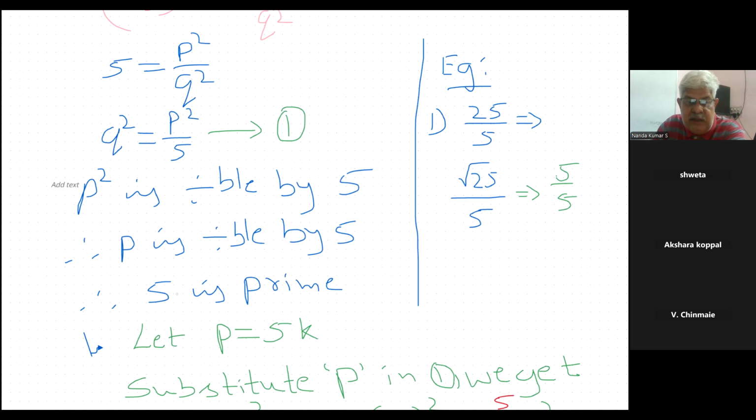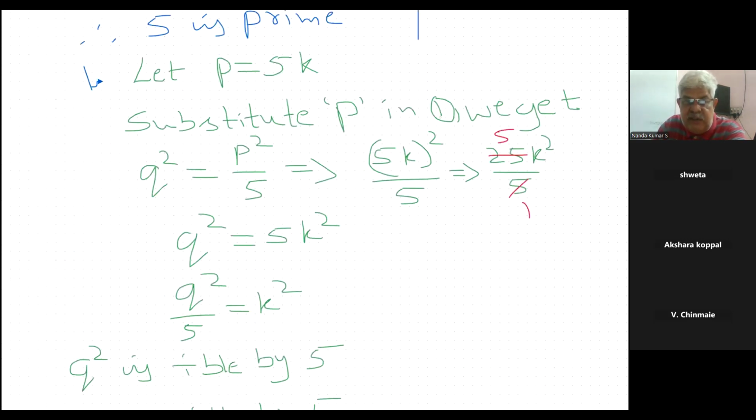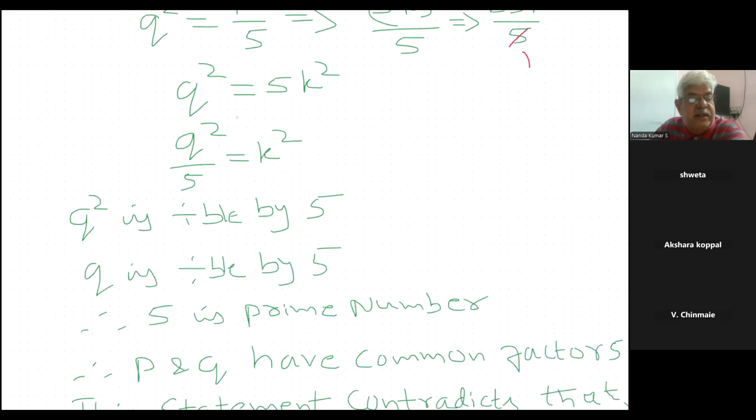Next, I call p as 5k and substitute p in equation 1. We get q square equals p square by 5, where p is there I write 5k whole square divided by 5, and 5k whole square gives you 25k square divided by 5. 5 ones are 5, 5 fives are 25, I cancel. Therefore, remaining is q square equals 5k square, and 5 I shift to the left hand side. From numerator it came to denominator. Therefore, q square by 5 equals k square.